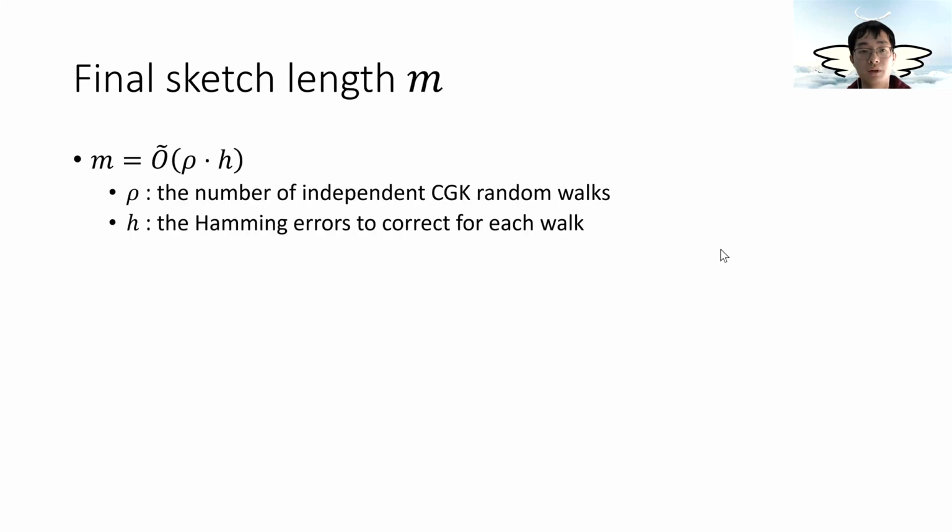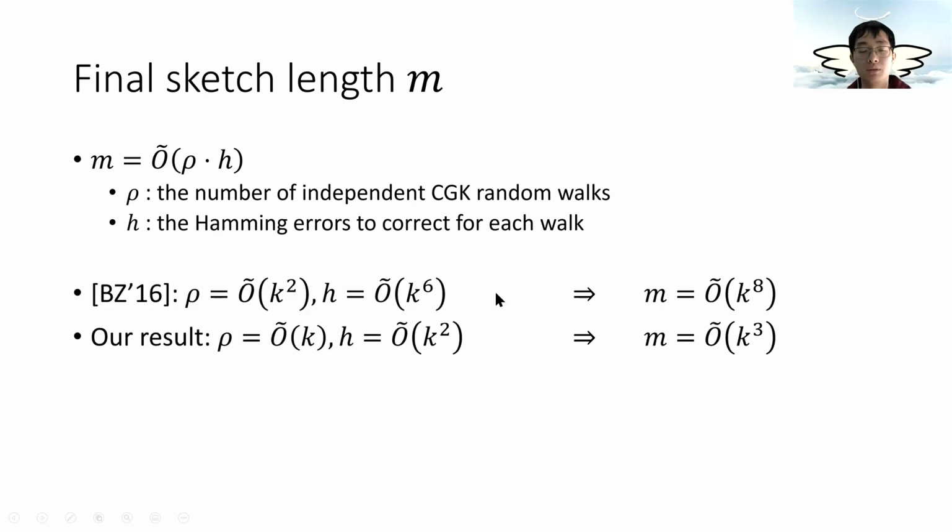As for the final sketch length, we note that it is roughly rho times H. Here rho is the number of independent CGK random walks we take, and H is the number of Hamming errors we need to correct for each walk. The previous work by Belazzougui and Zhang shows that we can set rho to be k squared and H to be k to the 6. And combined, they show that the length is roughly k to the 8th.